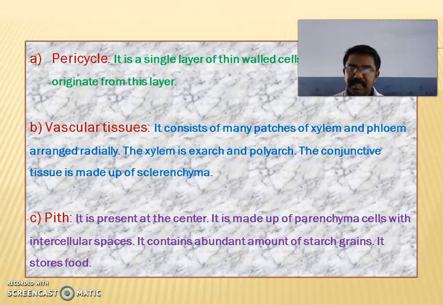Next, pith. It is present at the center, in the central part of the root. It is made up of parenchyma cells. It contains an abundant amount of starch grains. The pith region contains an enormous amount of starch grains and is responsible for storage of food.